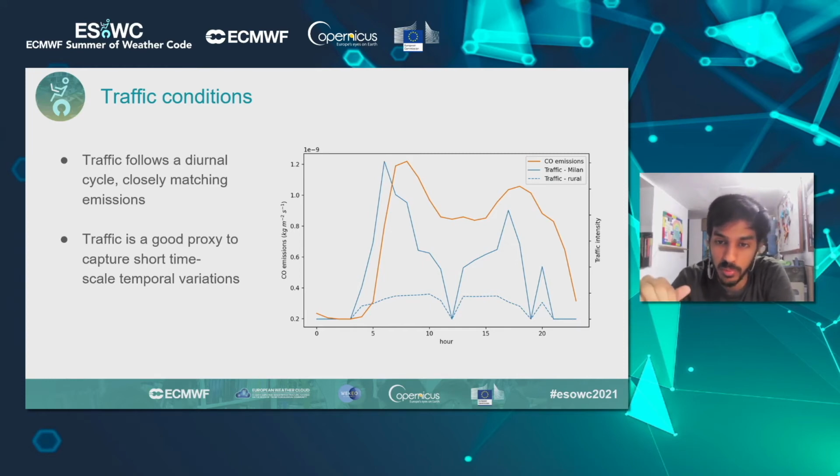The peaks of the traffic match pretty closely to the peaks of the CO emissions. So we find that traffic is a potentially good proxy data set, which can effectively capture short timescale temporal variations in emissions. Next slide, please.